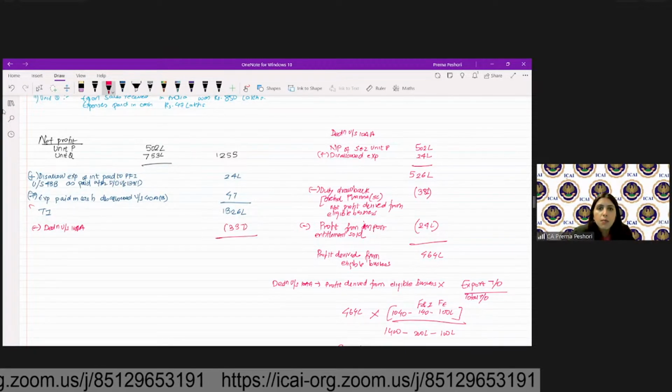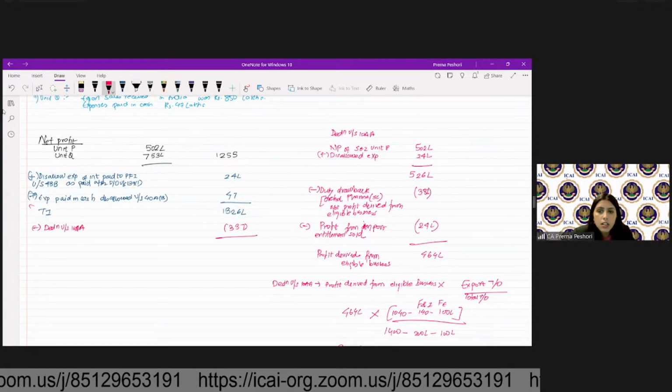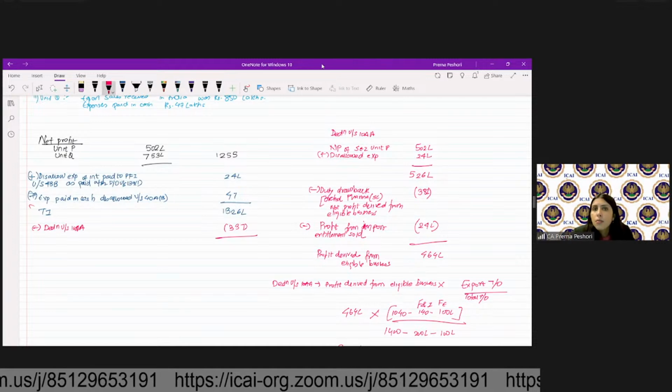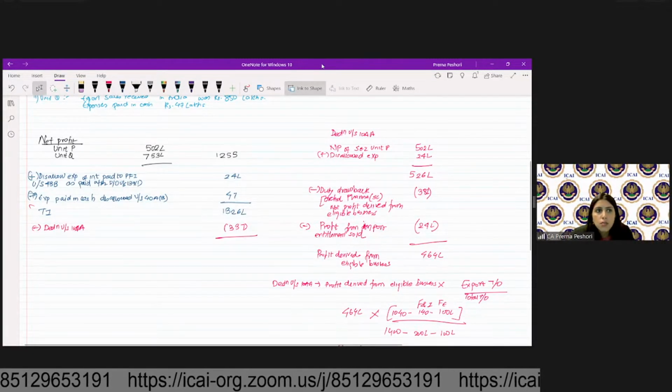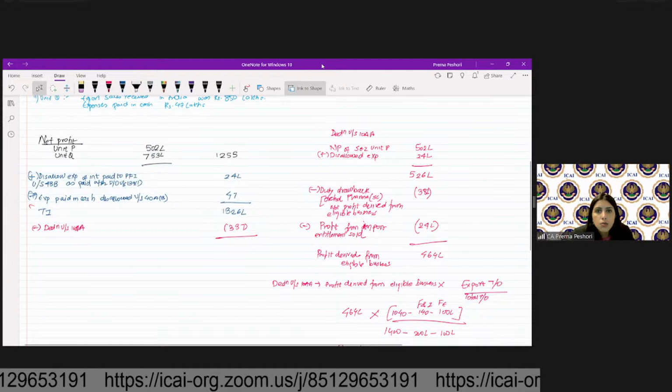And this will give me my net profit as the amount minus deduction. Are we clear? Yes or no, students? Any questions? Any doubts so far?